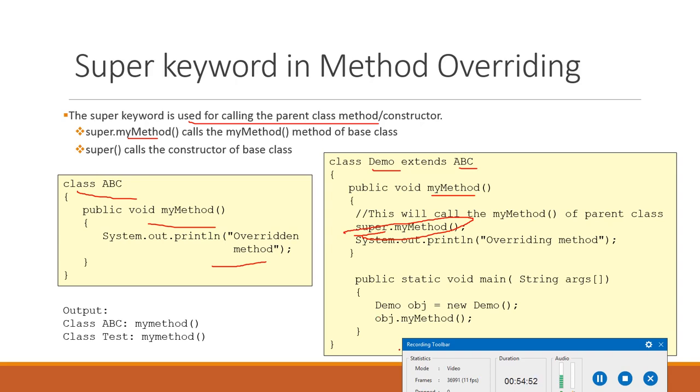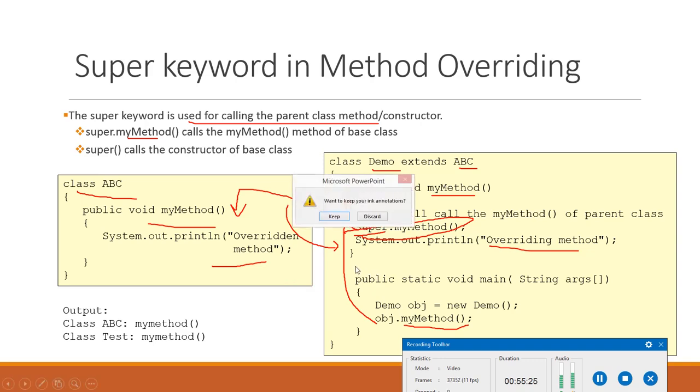Now in the test class, when I call myMethod, what will it do? It will pass the control to this myMethod. The first statement encountered will be super.myMethod, so the super keyword will execute the parent method. It will print overridden method. Then after printing the statement, the control will come to the child class method with the same name, and then it will display overriding method. So this is how the sequence of the statements will be executed.